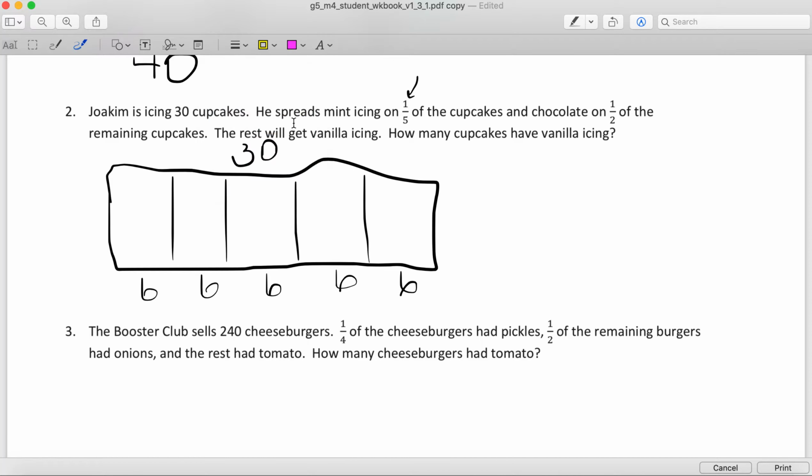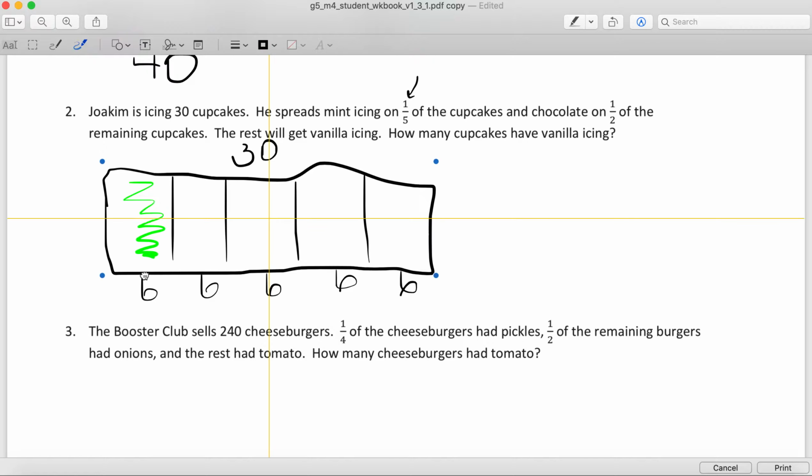And they said mint icing, so let's use a green one. Mint icing. So that's my 1 group. So there are 6 cupcakes in that group. All right, so then it says, and chocolate on 1/2 of the remaining cupcakes. So that means that I've got all of these cupcakes here.